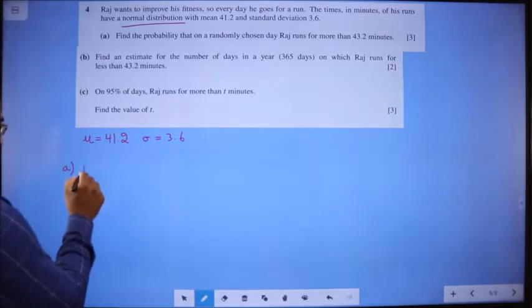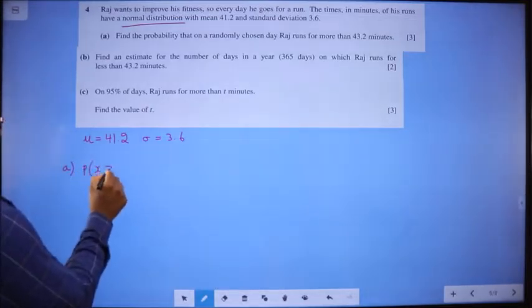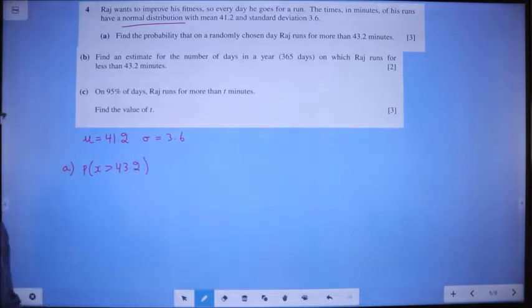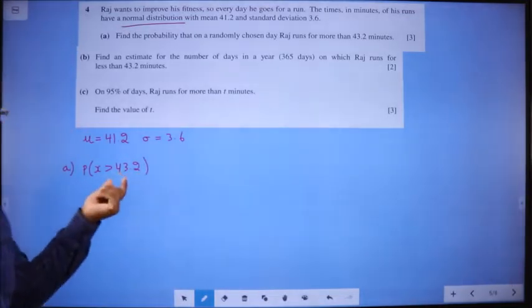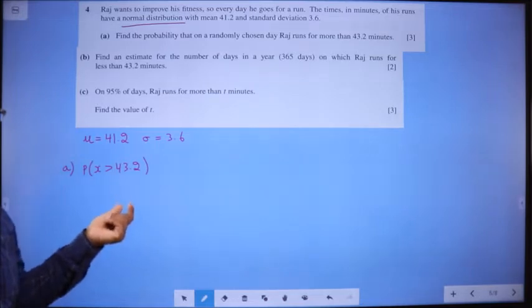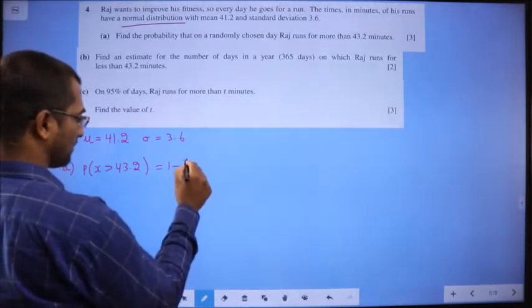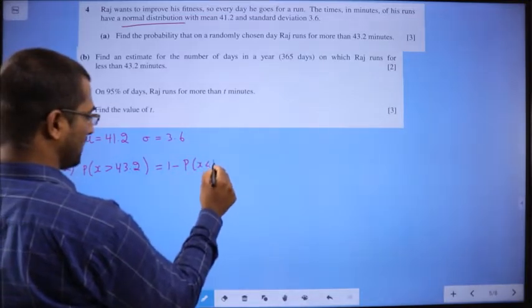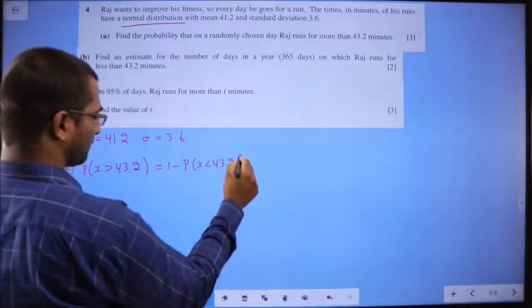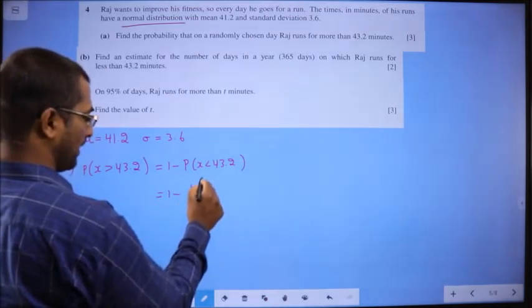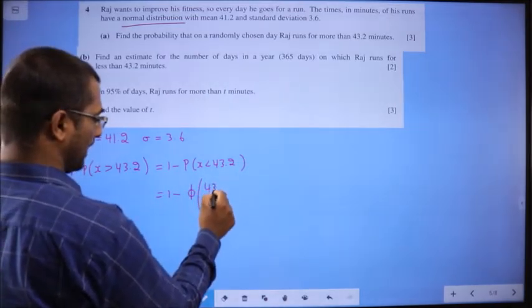Find the probability that on a randomly chosen day, Raj runs for more than 43.2 minutes. So I need to find P of x greater than 43.2. Greater than symbol, I cannot bring z directly, so I need to make it less than. For that, I do 1 minus P of x less than 43.2. So that is equal to, here it is less than, now z will come.